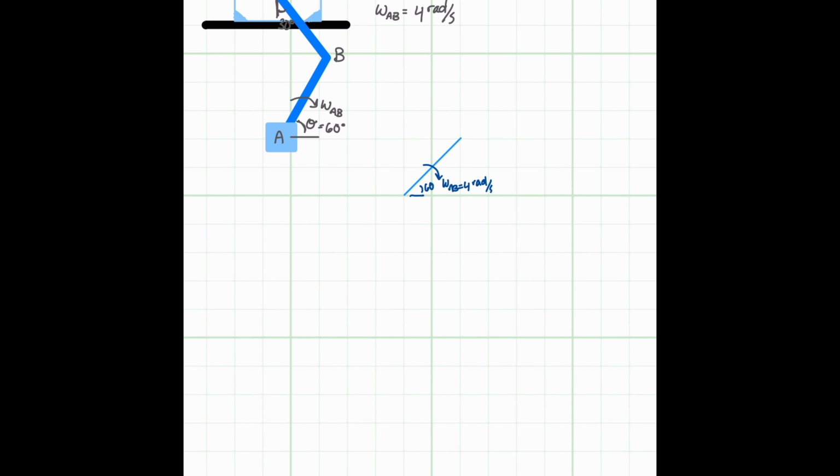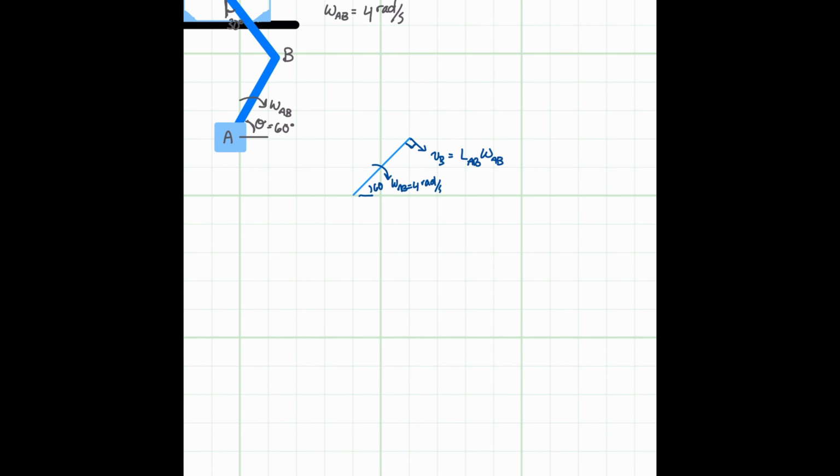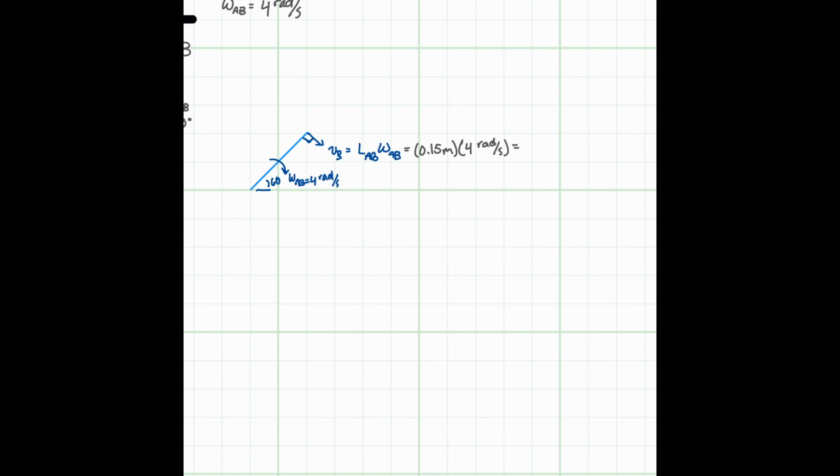And to start, we're going to find the velocity at point B, knowing the angular velocity and the length of AB. And we can assume the direction that V is going based on the way it's set up. So LAB equals 0.2, and then omega AB is 4 radians per second. So using our calculator, we can see that this will be 0.6 meters per second.